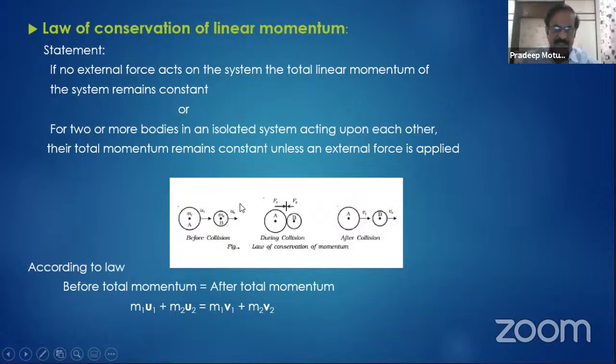Here, the system is isolated. This law only holds good when no external force is acting on it. So within the system, the interaction takes place. That means according to this law, the total momentum before is equal to the total momentum after. So this is the law of conservation of linear momentum. Okay, you got it.